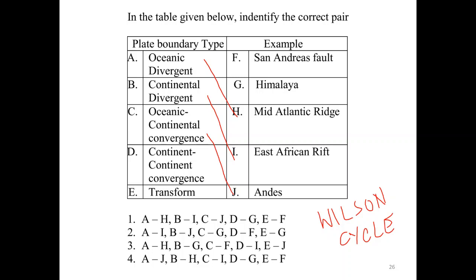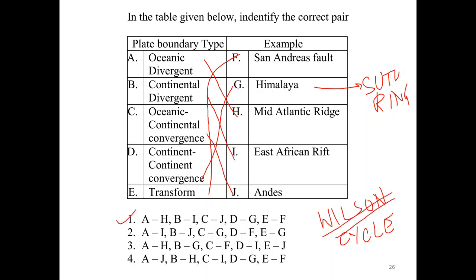Continent convergence, very easy. Himalayas, the Indian plate collided with the Eurasian plate. It was a continent-continent collision, giving rise to the Himalayas. It represents the suturing phase, the last phase. And the transform fault is the San Andreas fault. We all know that. So the correct option here is 1. Read about the Wilson cycle. Tell me if you have any problems in the comment section.